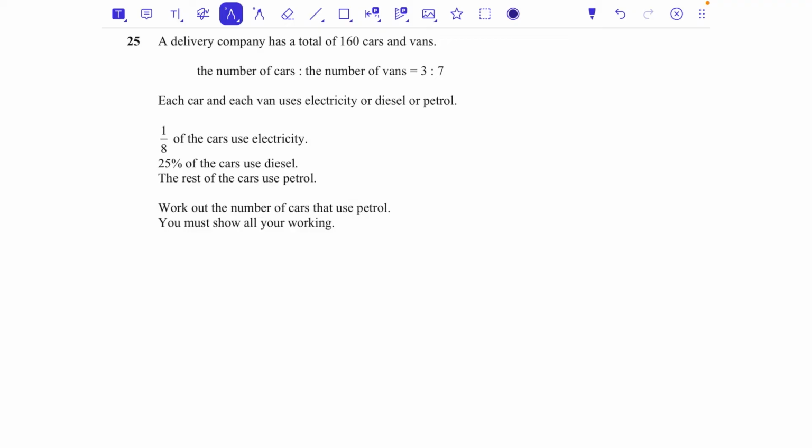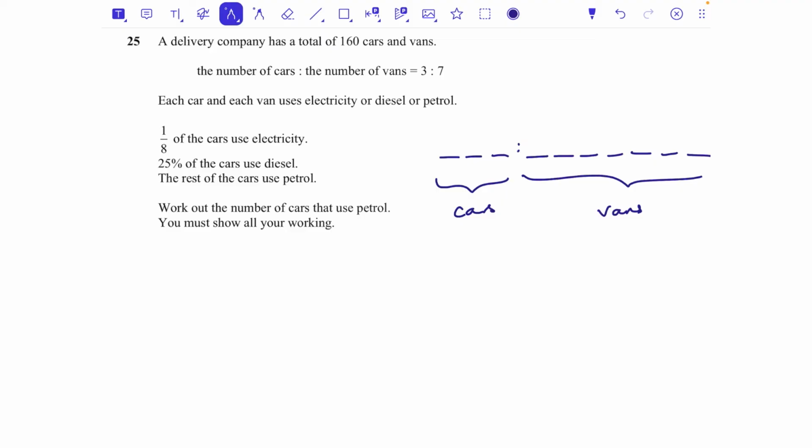Question number 25. A delivery company has a total of 160 cars and vans. The number of cars to the number of vans is in the ratio 3 to 7. So when I see ratio like this, I like to lay it out, 3 parts here to 7 parts here, and these are your cars, they would fit on these lines, and these are your vans, they would fit on these lines. Each car and each van uses electricity or diesel or petrol. An eighth of the cars use electricity, 25% of the cars use diesel, and the rest of the cars use petrol. Work out the number of cars that use petrol.